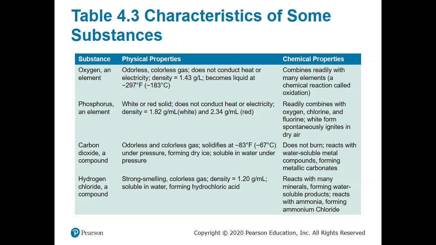You know it to be odorless. You know it to be colorless. You know that it does not conduct heat or electricity particularly well. If you were to measure it, you'd find that it has a density of 1.43 grams per liter, and that it becomes a liquid at -297 Fahrenheit. So that liquid would classify as a cryogen when it happens.